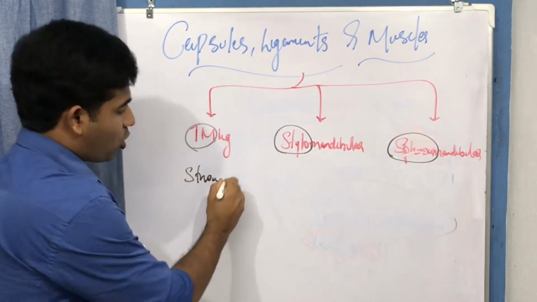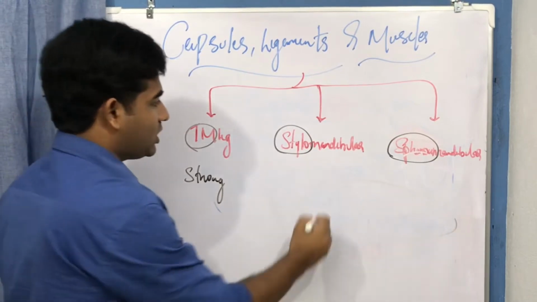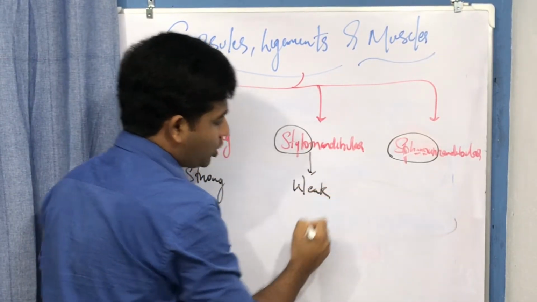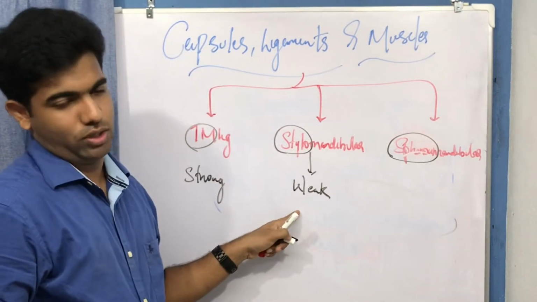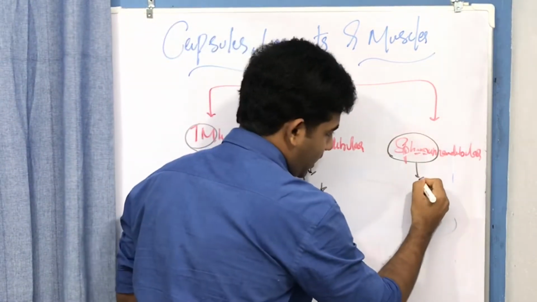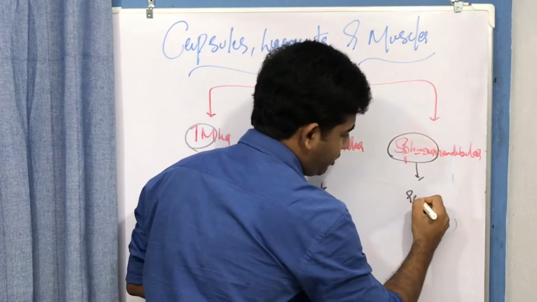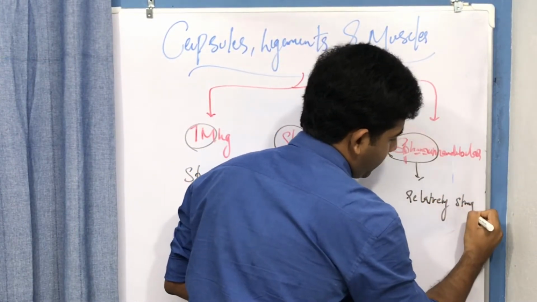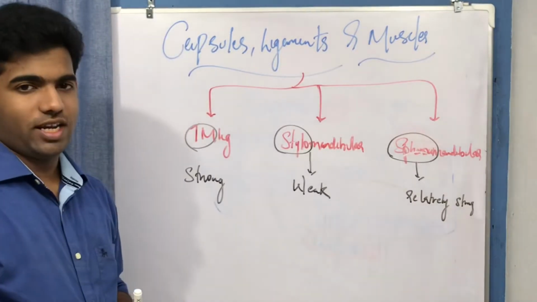Yes, the temporomandibular ligament is a strong ligament. Clear? The stylomandibular ligament is a weak ligament, one of the weakest ligaments in the temporomandibular joint. And the sphenomandibular ligament is a relatively strong ligament, right?